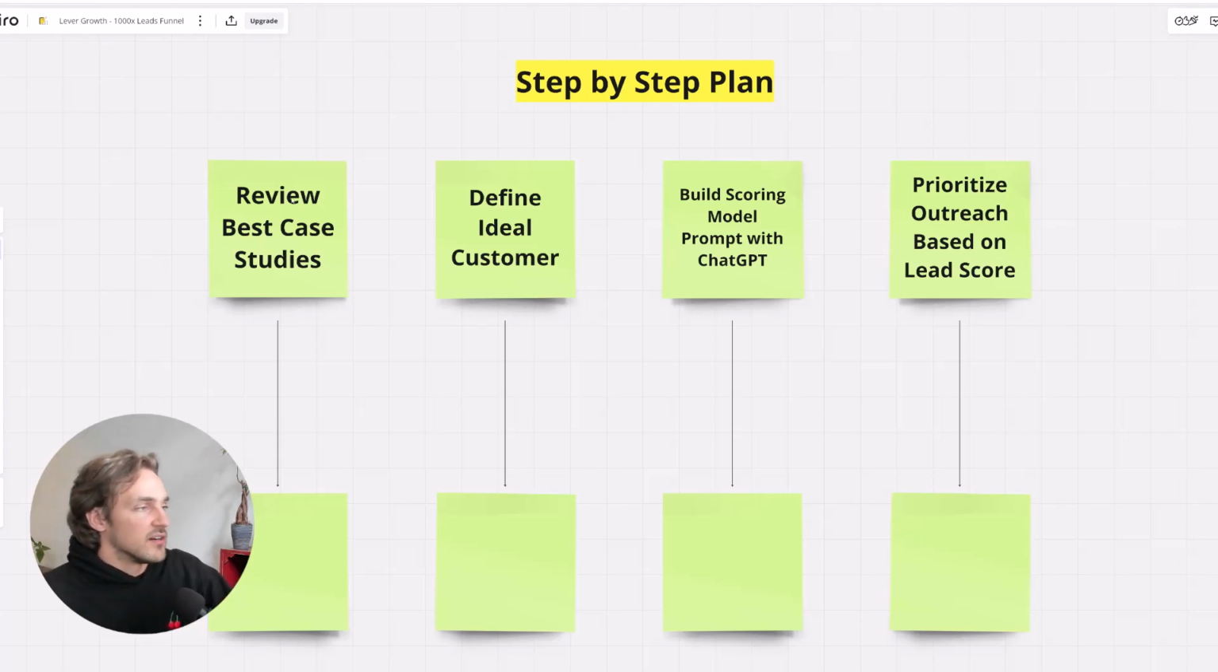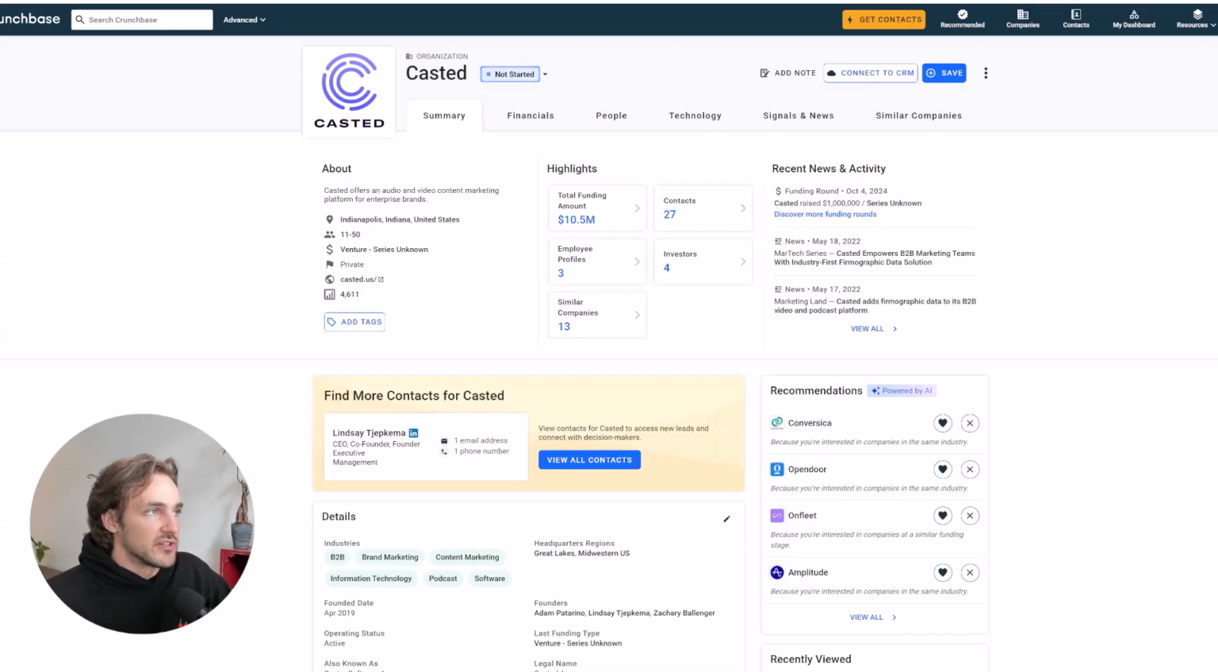The first step here is finding some case studies. I did a little research before this and found a company called Casted. They're offering an audio and video content marketing platform for enterprise brands. They were founded in 2019 and they raised $1 million in the last 6 days. Congrats to them. We're gonna help them figure out who exactly they should be reaching out to.